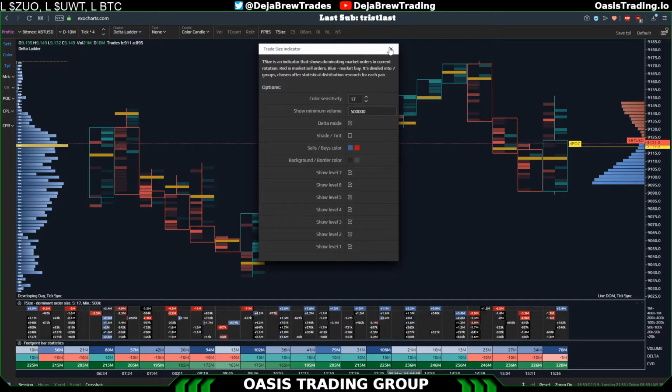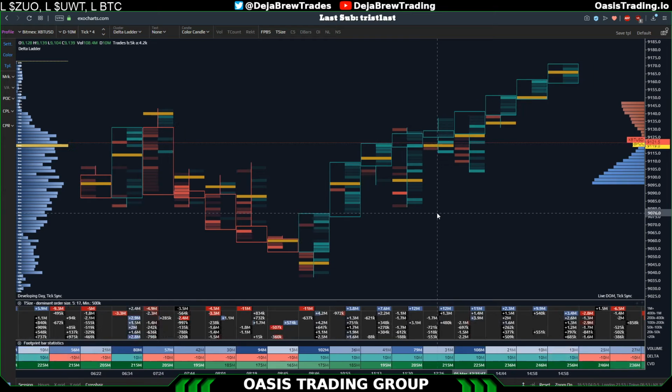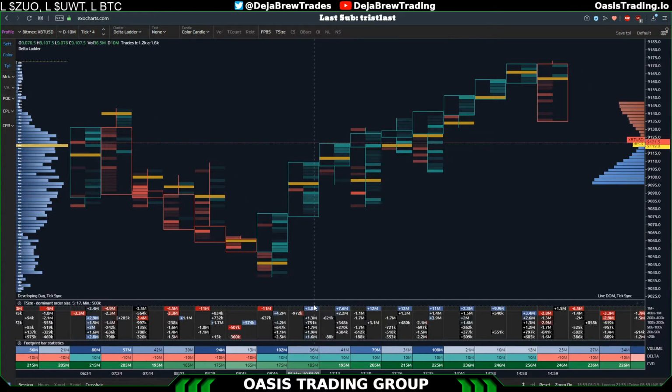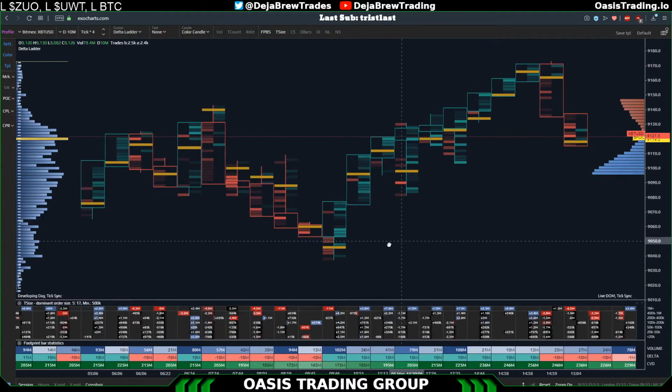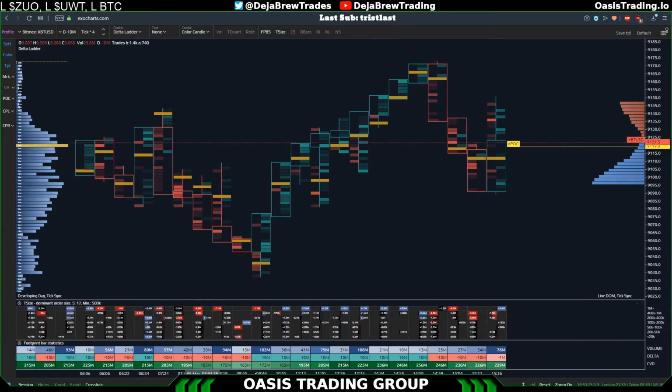So what this shows you is if it's blue, that means there's a buyer delta. That means that order size, there's more buyers than there are sellers, okay? If it's red, then that's a bearish delta. There's more sellers than there are buyers, okay? So typically how I use this is when I'm looking at these trend shifts.